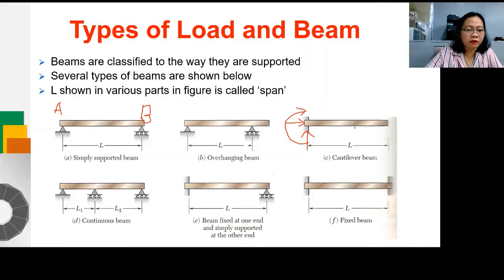So you have three supports. For example, actually a continuous beam can have as many supports as it can. So kani siya, simple lang ni siya nga continuous beam nga three supports lang. And then this one is a fixed beam at one end and simply supported at the other end. So this beam is a fixed beam. Pasabot, both ends of the beam are fixed.